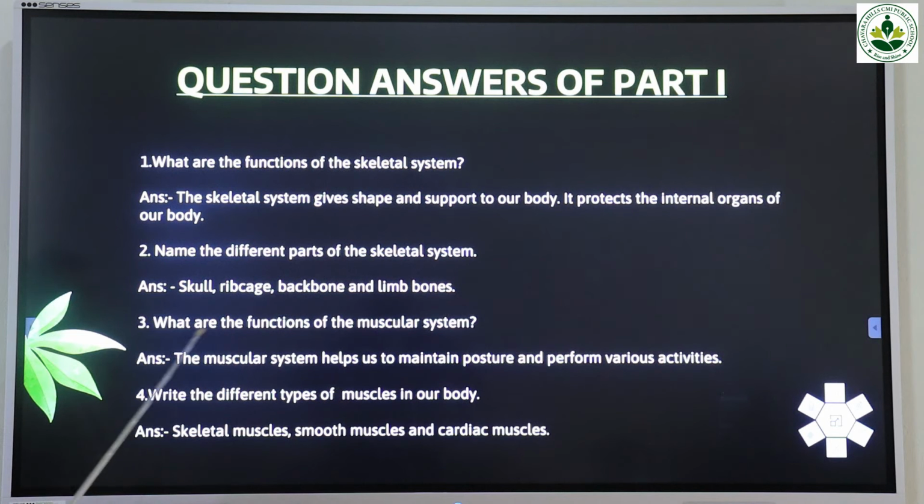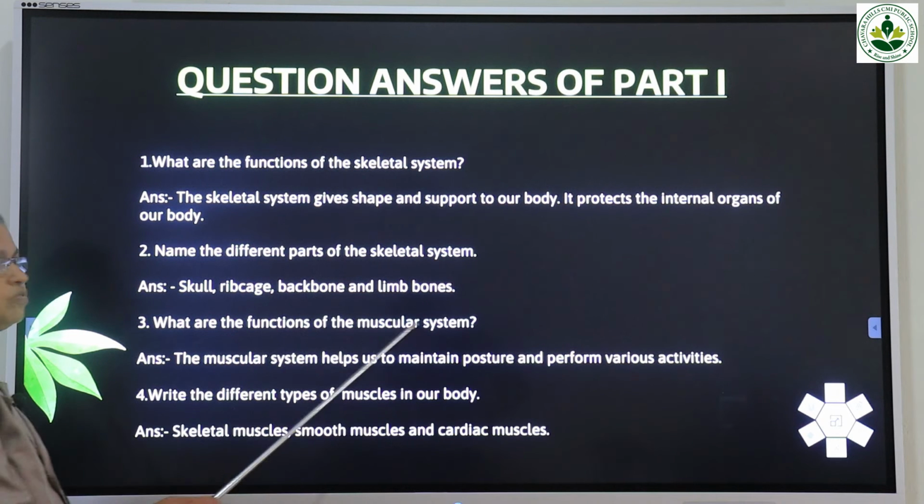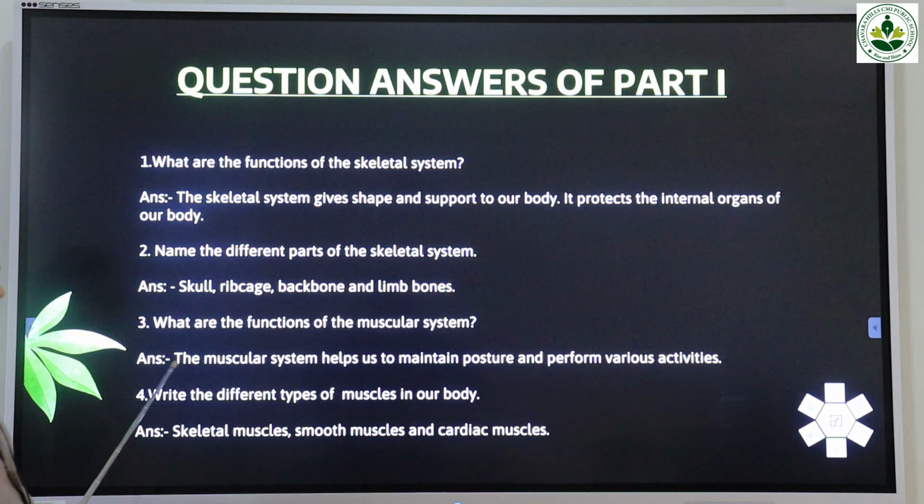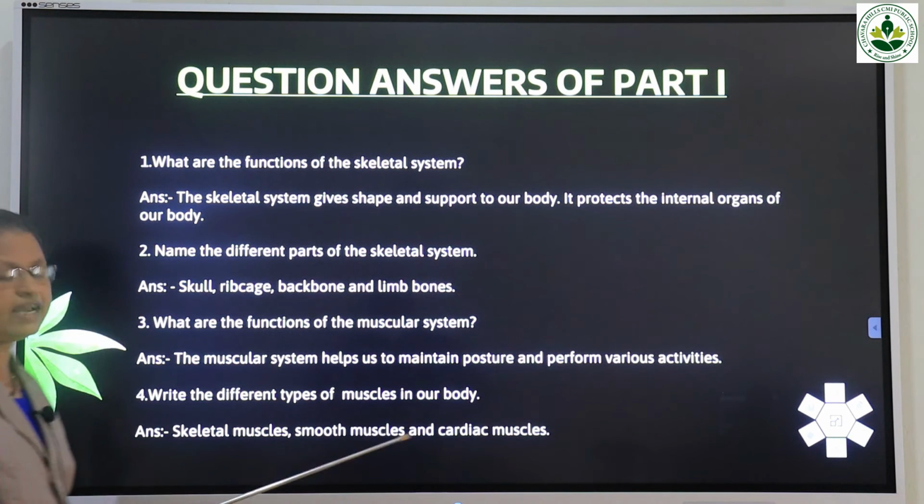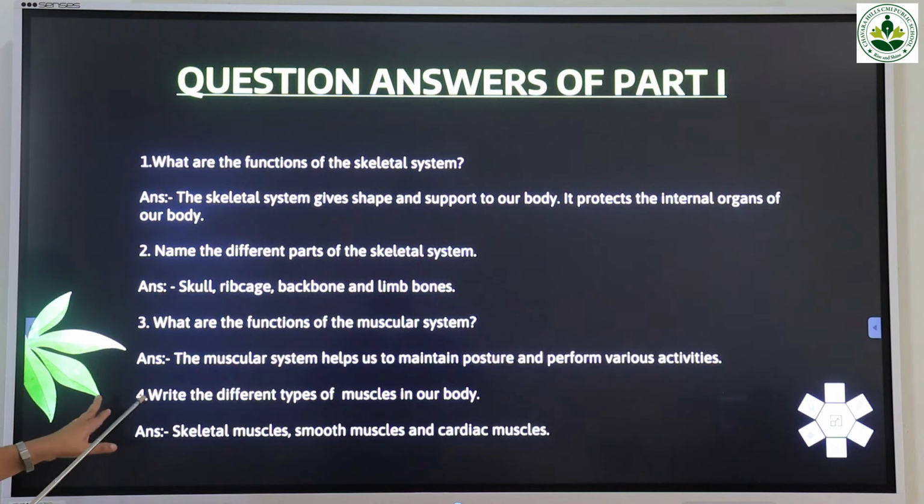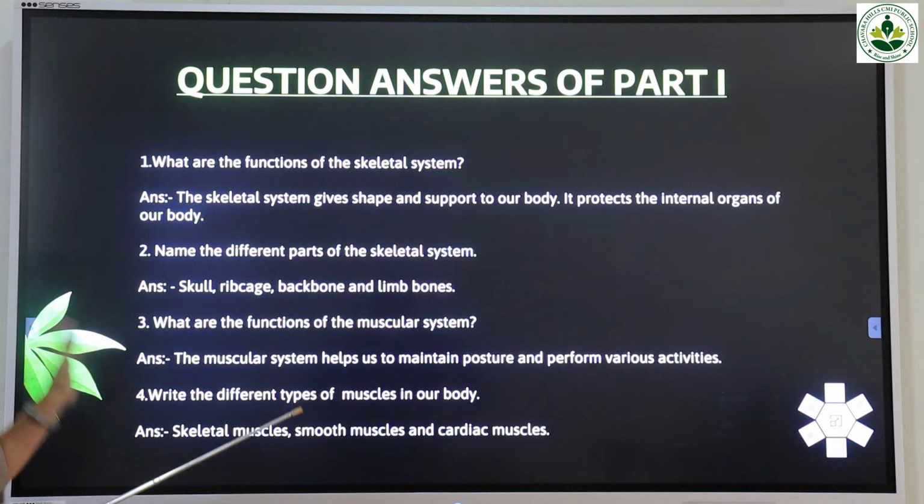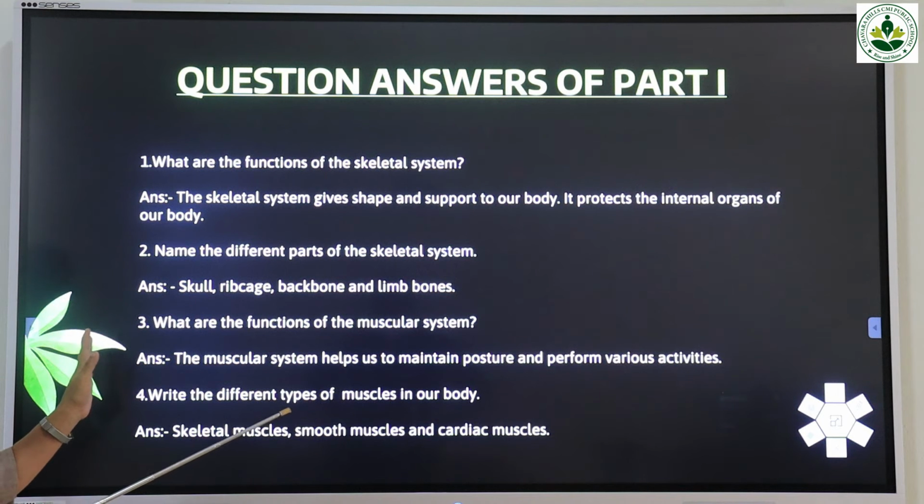Question number 3. What are the functions of the muscular system? Answer: the muscular system helps us to maintain posture and perform various activities. Then question number 4. Write the different types of muscles in our body. Answer: skeletal muscles, smooth muscles and cardiac muscles. These are the questions and answers of the first part.